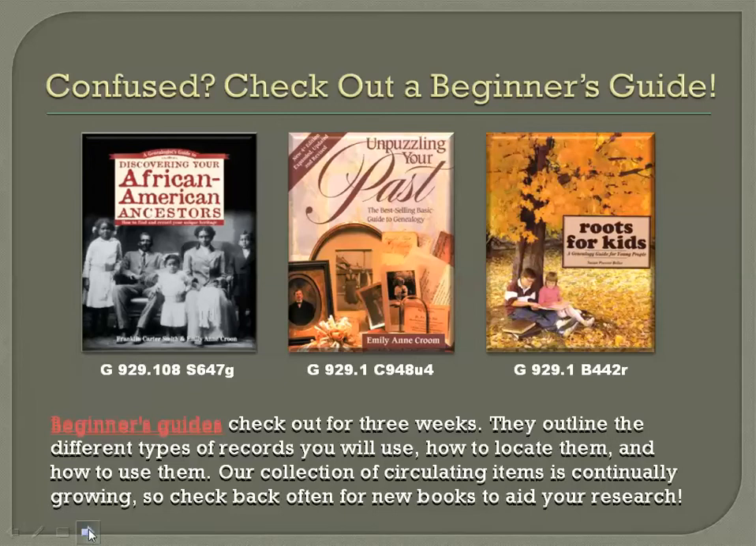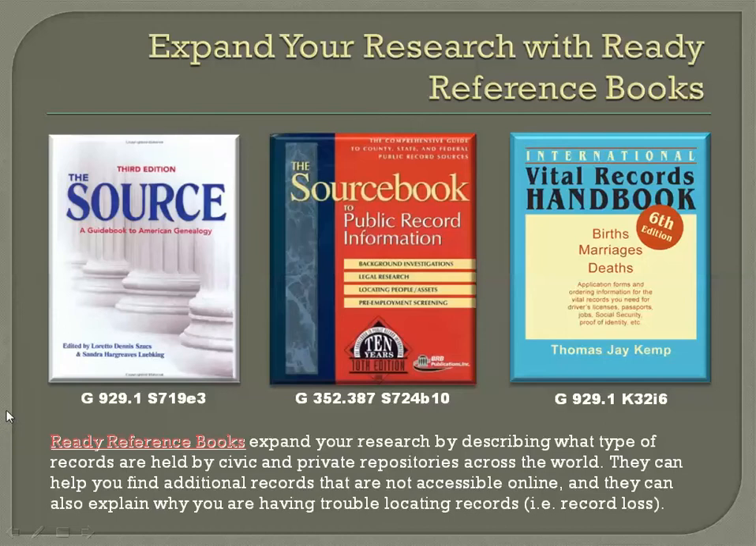You may also choose to consult a ready reference book, which expands on the list of sources that you already know about and gives you information about the types of records that are held by other records repositories across the world. Ready reference books can help you find additional records that aren't necessarily accessible online, for example, in civic records collections, the clerk of courts, archives, and other sources.